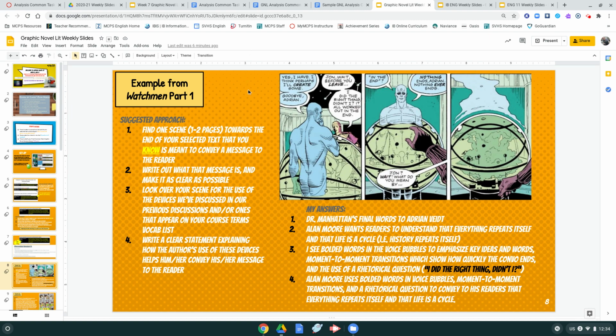So in Watchmen, I decided to use 2 scenes from the end of the book, right? The first one is here, when Dr. Manhattan has his final words to Adrian Veidt before he disappears. If you look over these panels, right, Adrian Veidt has basically fabricated a story about an alien coming from another dimension in an effort to kind of unite the United States and the USSR, right, to make sure that they don't launch their nuclear missiles at one another. And he asks Dr. Manhattan, I did the right thing, didn't I?